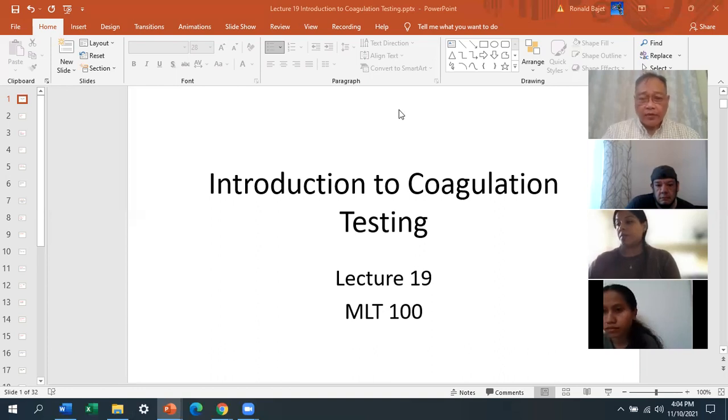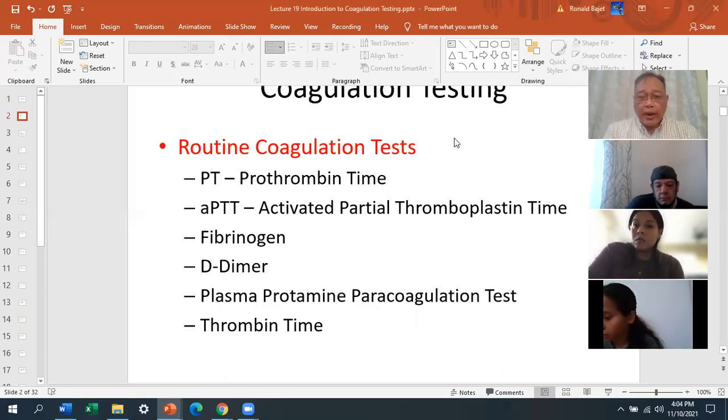So starting off, introduction to coagulation testing, the tests that are involved in coagulation testing. Routine coagulation tests include the PT, the prothrombin time, the APTT, the activated partial thromboplastin time, fibrinogen, D-dimer. Those are the four main ones. And there are two other ones, the plasma protein paracoagulation test and the thrombin time. But the first four are actually the more common ones. The last two are the least common, but they are still orderable by the providers.